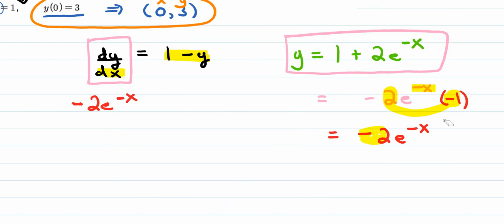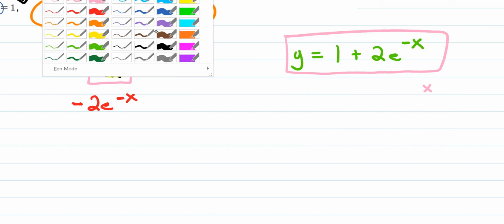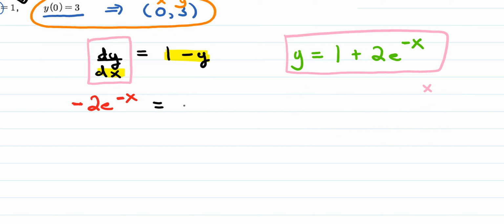Let me just erase all that. And then on the right-hand side of the problem, I still have 1 minus y. Then ask yourself, what does y equal to? Well, y is equal to that, right? So now I have this minus sign, bracket, and then 1 plus 2e to the negative x.